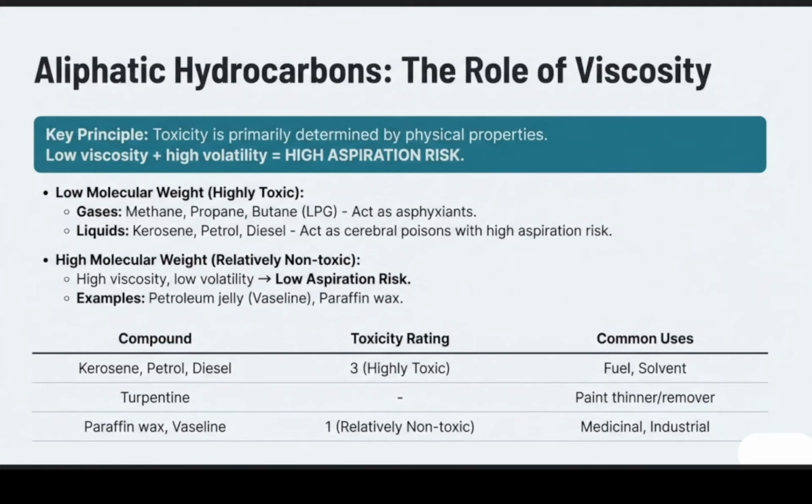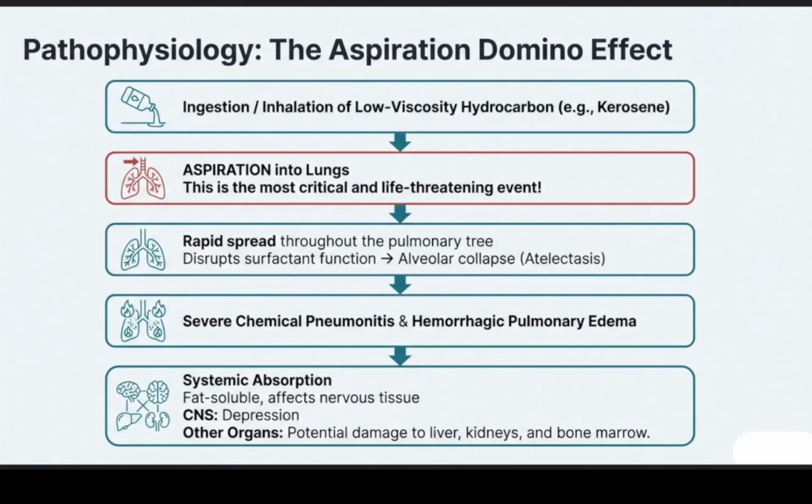So what exactly happens is that whenever there is inhalation or ingestion of a low viscosity hydrocarbon like kerosene, there is aspiration into the lung. This is the most critical and life-threatening effect. That means there is going to be rapid spread throughout the pulmonary tree, and they are going to disturb the surfactant function. When there is no surfactant, there is going to be alveolar collapse, atelectasis. That means severe chemical pneumonitis and hemorrhagic pulmonary edema.